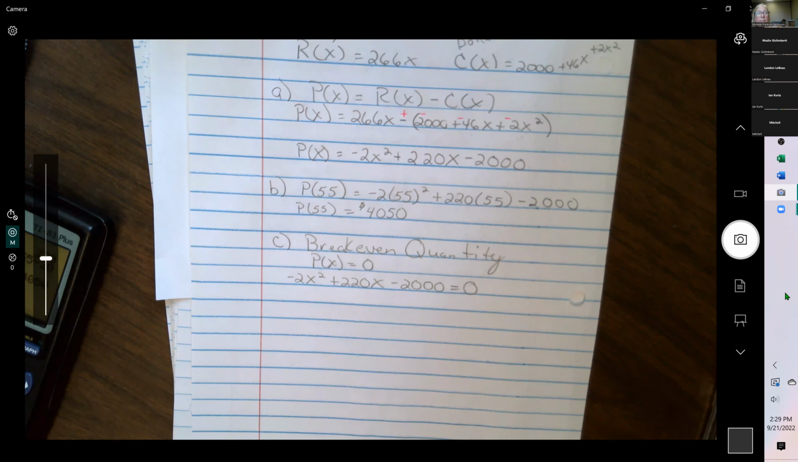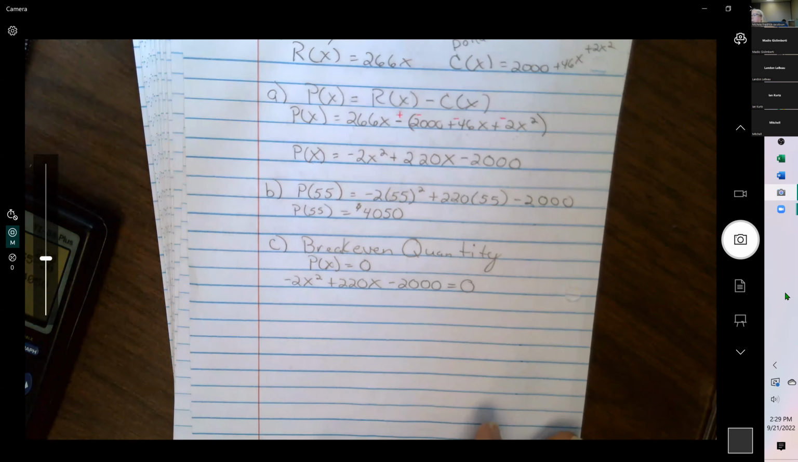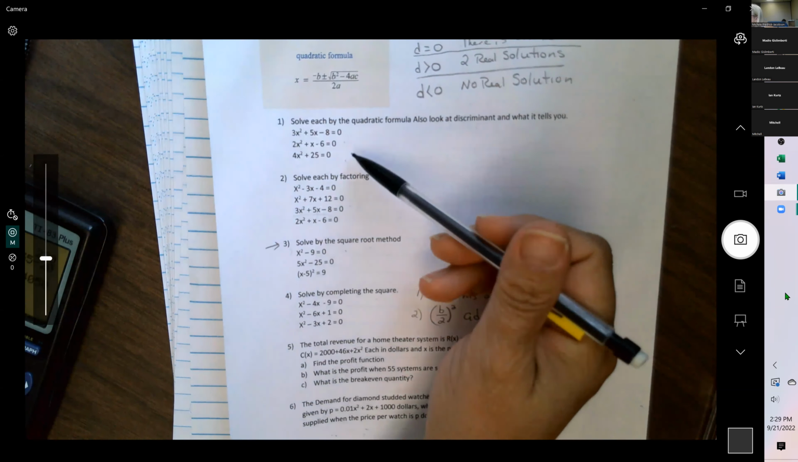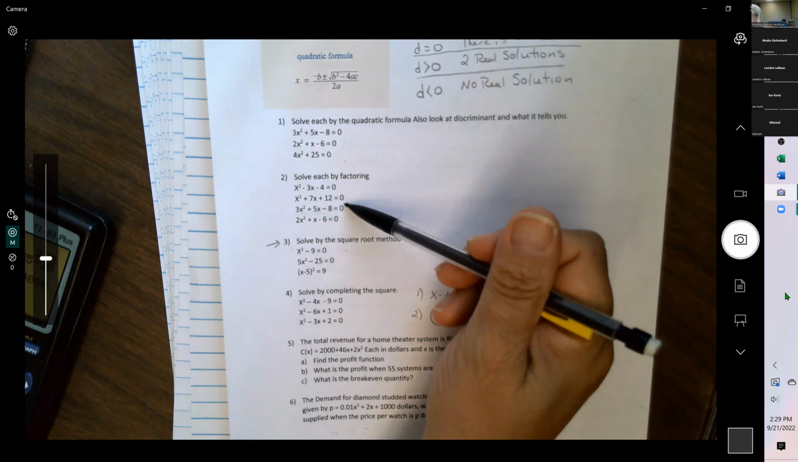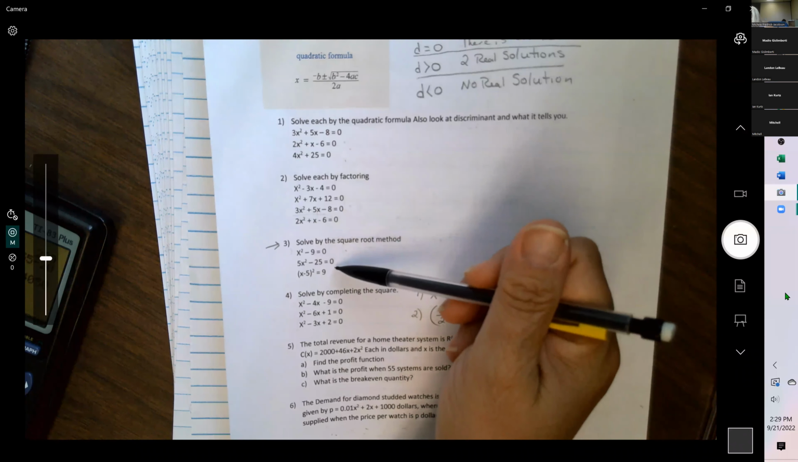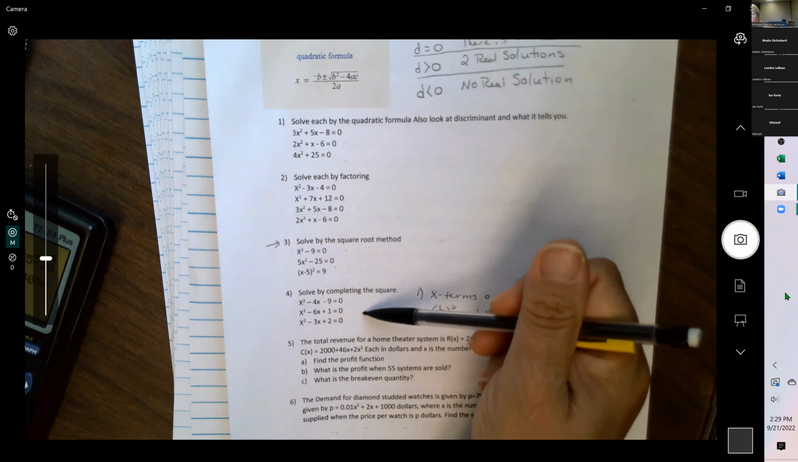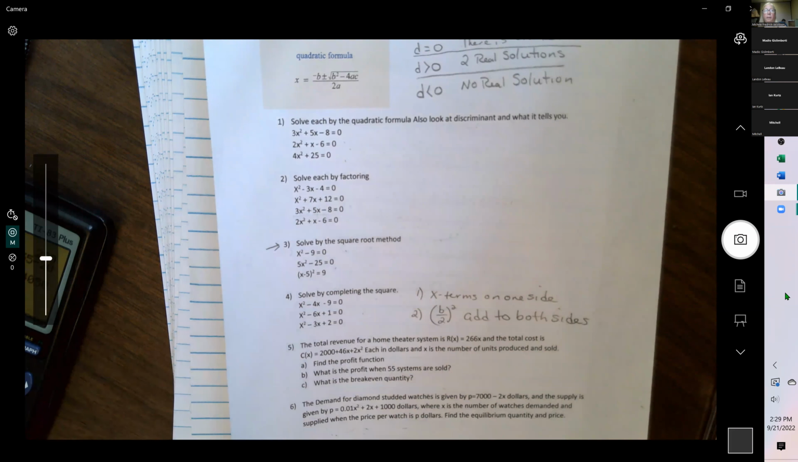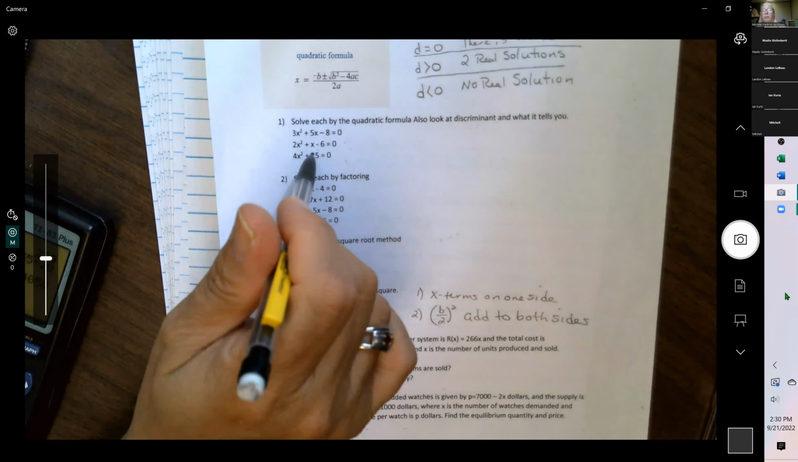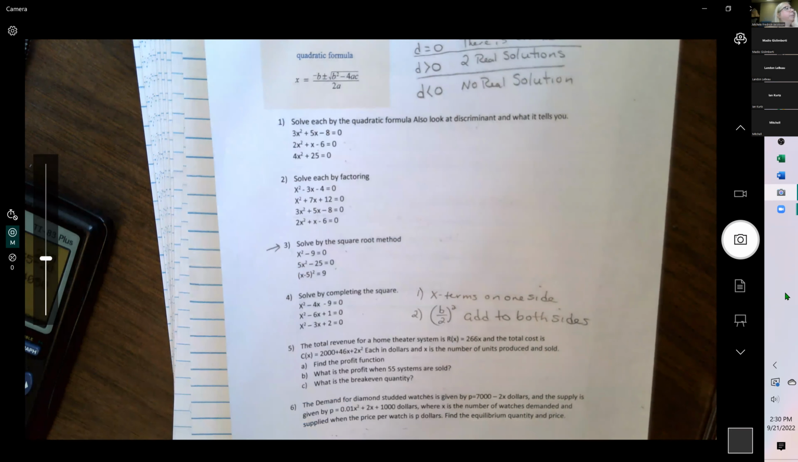Any questions on that? You can solve that any one of the ways we just did. You could do quadratic formula. You could factor if it's factorable. You can do the square root method by completing the square. Whatever way you're comfortable with. But if you're only going to pick one, you need to pick quadratic formula because it works all the time.